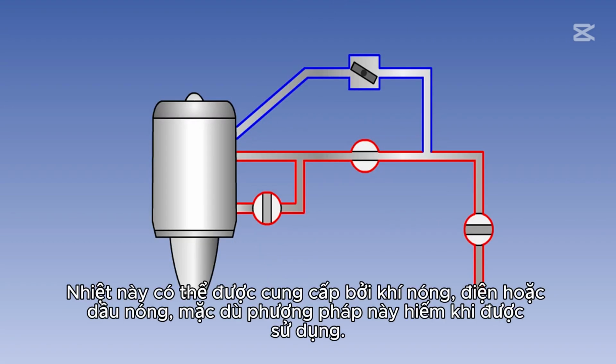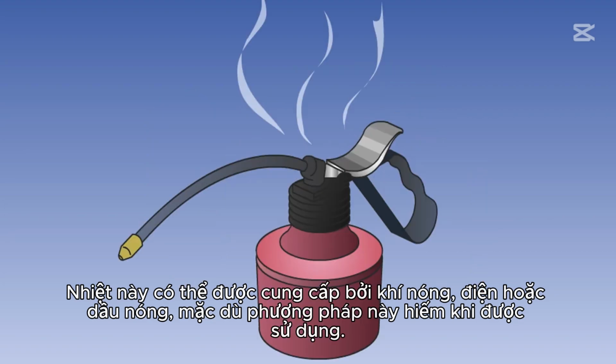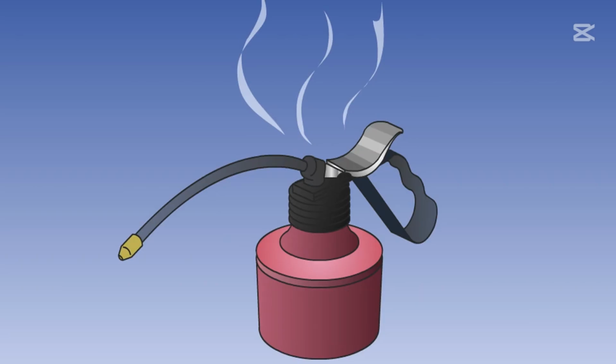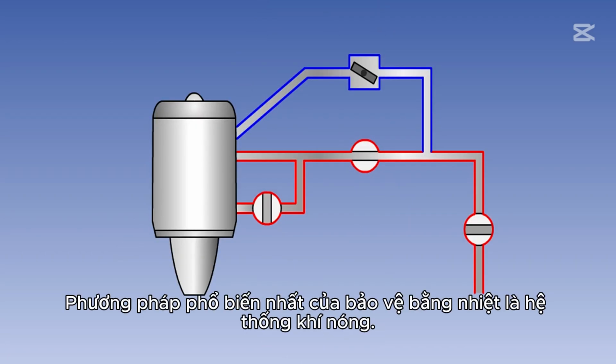This heat may be provided by hot air, electricity, or hot oil, although this method is rarely used. The most common method of thermal ice protection is the hot air system.